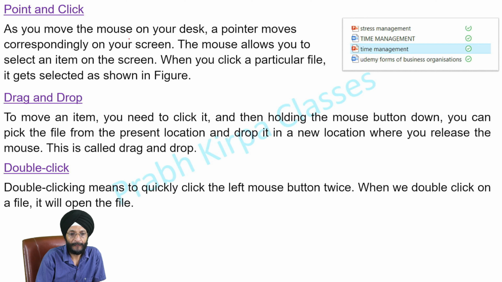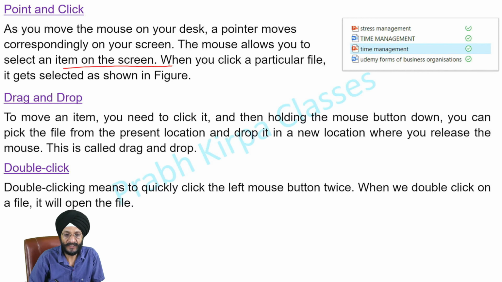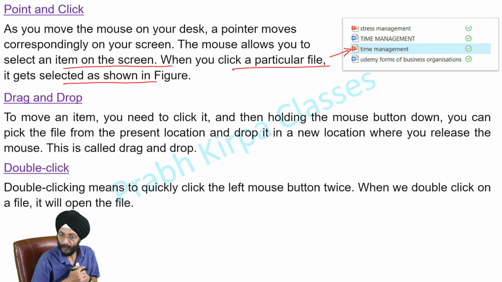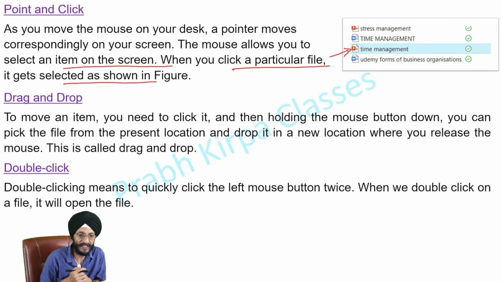Then point and click. As you move the mouse on your desk, a pointer moves correspondingly on the screen. That is, when we move the mouse pointer on the screen, the mouse allows you to select an item on the screen. When you click a particular file, it gets selected, as shown in the figure. Here you can see that we have selected a particular file named time management. We may add that we have already uploaded the video on time management and stress management.